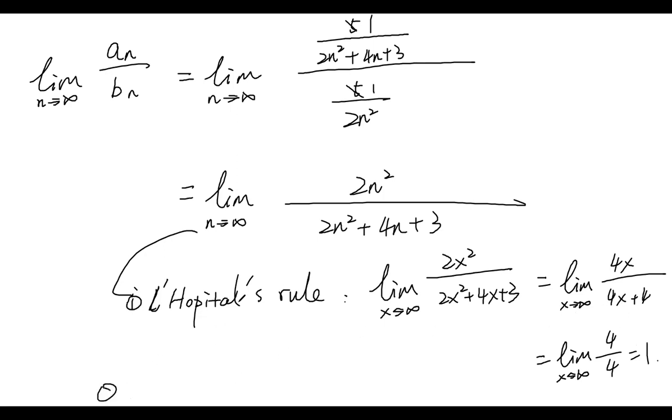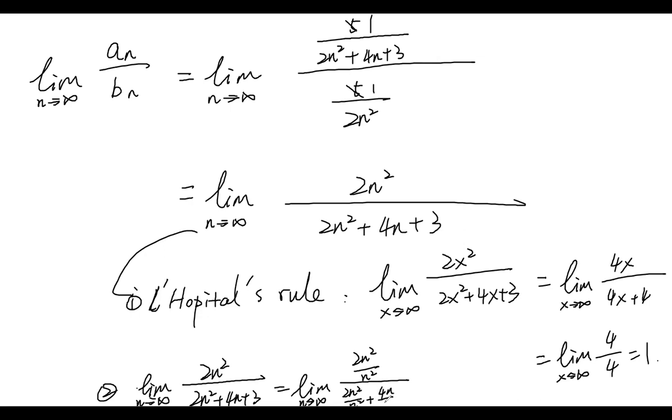Another way is that you just divide the numerator and the denominator by the highest power term. For this example, the highest power term is n squared, or you can use 2n squared. It doesn't really matter here. Then you get 2n squared divided by n squared, plus 4n divided by n squared, plus 3 divided by n squared.